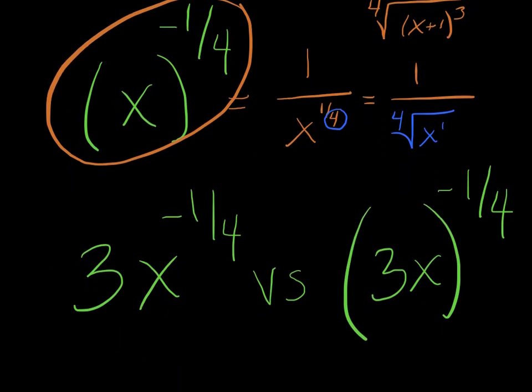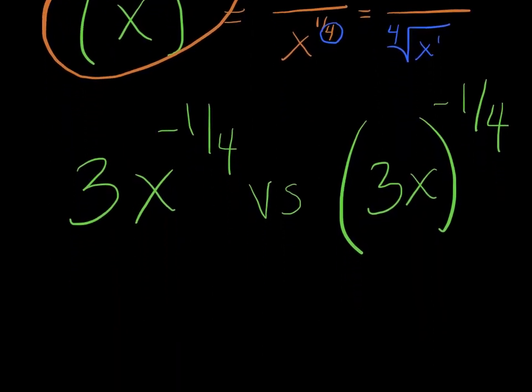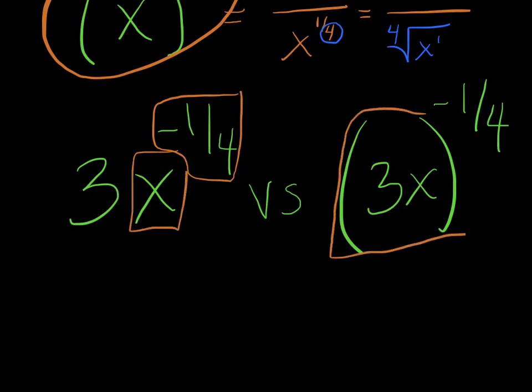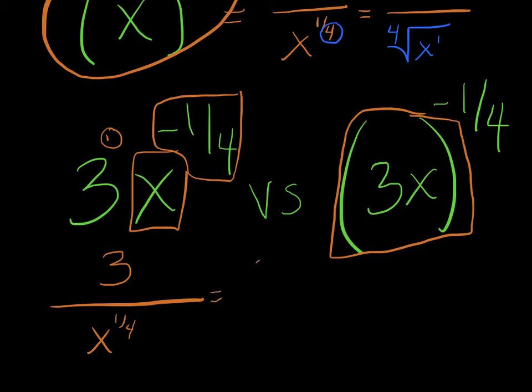Keep moving on. I want to compare these two. These two are very different. Notice, it's all about who the exponent is sitting on. This negative 1/4 is strictly sitting on the x, where in this case, the 1/4 is around both of them because of the parentheses. So watch how different their answers are. The 3 has a positive 1 as an exponent, so that stays on top. This is going to move to the bottom as x to the 1/4. So I get 3 over the 4th root of x.